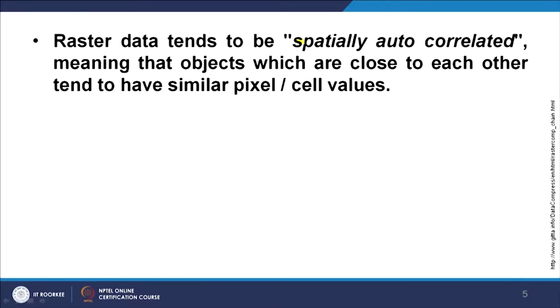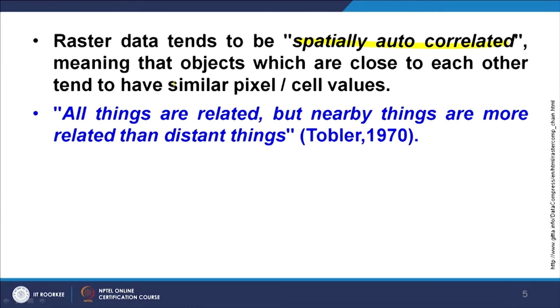It should always be a lossless format, because in serious scientific applications we do not want to compromise on the quality of the data. As you know, raster data are spatially autocorrelated. That means many neighboring pixels or cells can have the same or similar values, and as we know, all things are related, but nearby things are more related than distant things.